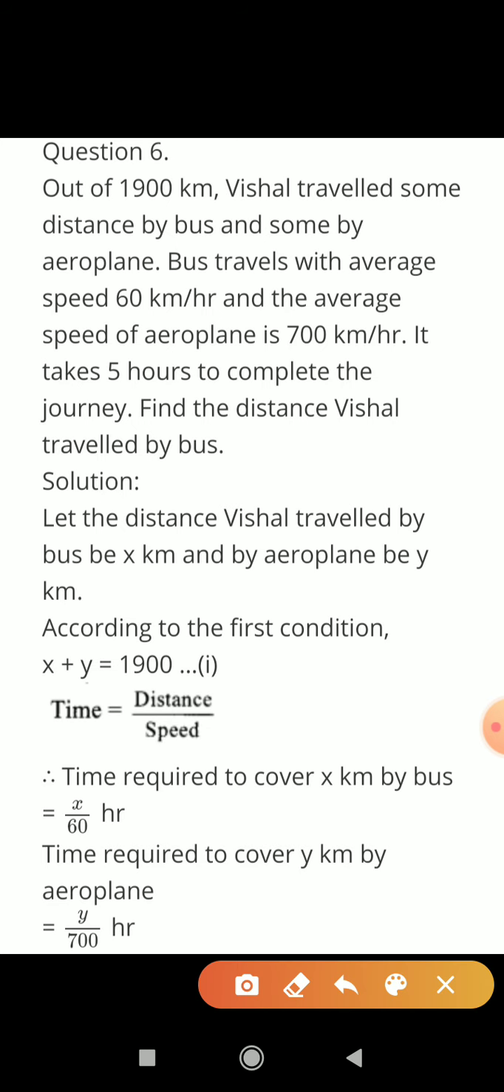So the question is: out of 1900 kilometers we shall travel some distance by bus and some by aeroplane. Bus travels with an average speed of 60 km per hour and the average speed of aeroplane is 700 km per hour. It takes 5 hours to complete the journey. Find the distance we shall travel by bus.